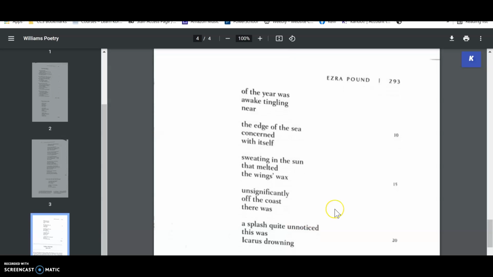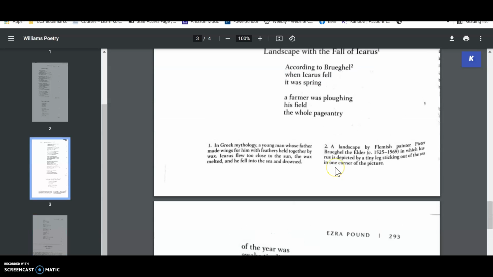This was Icarus drowning. True to his form, we have no punctuation. We have brief, simple language. There's no regular rhyme, no formal shape. However, all the line breaks work as punctuation here, which is a very common pattern for him. Lines 1 and 2 mention both Bruegel and Icarus, so we see that instant connection there at the beginning.